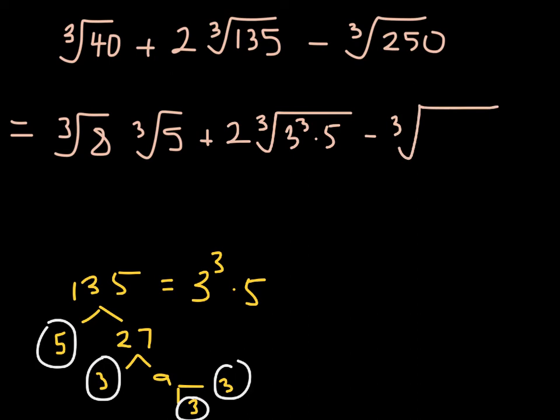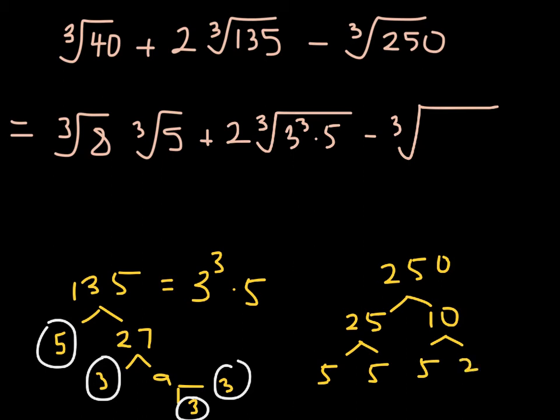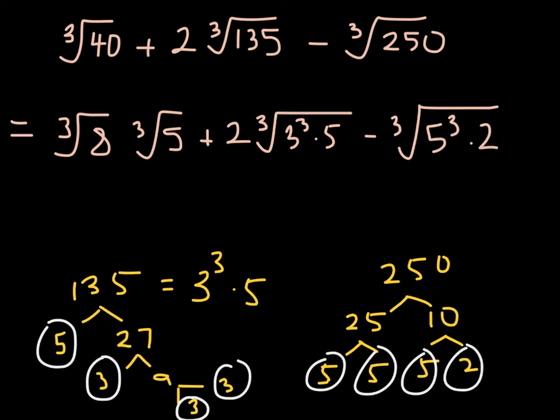I'll do the same thing for 250. So I'm going to bring 250 down here. This is 25 times 10. Any number that ends in a 0 is divisible by 10. Neither 25 nor 10 are perfect cubes, so I'll keep going. 25 is 5 times 5, and 10 is 5 times 2. All of these are prime now. So I can rewrite 250 as 5 cubed times 2.